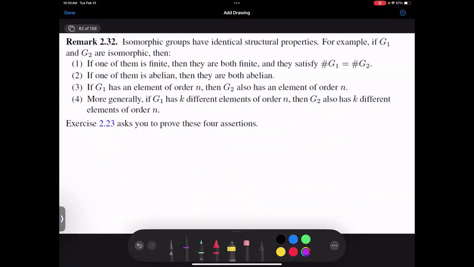Okay, that's already enough to show that the integers and clock groups can't be isomorphic because they have different numbers of elements. One is finite, one is infinite. The next property is if one of them is abelian, then both are abelian. Excellent. The next one is if one of them has an element of order n, then the other one has an element of order n. And then finally, if one of them has k different elements of order n, then the other one also has k different elements of order n.